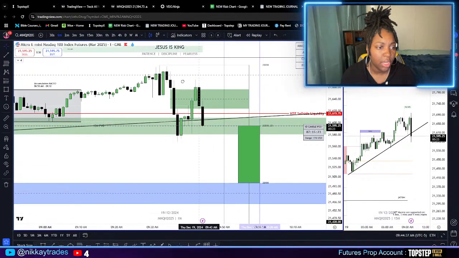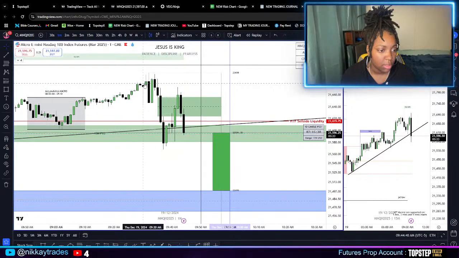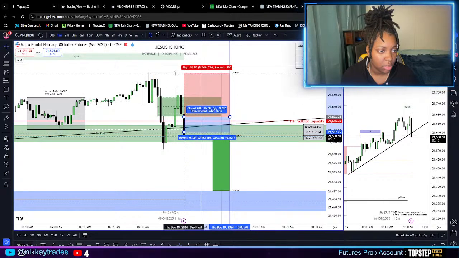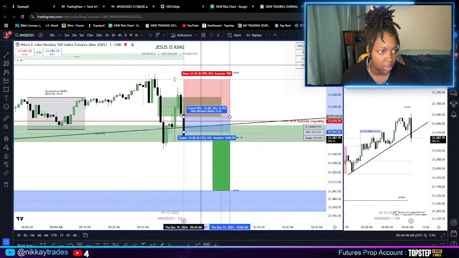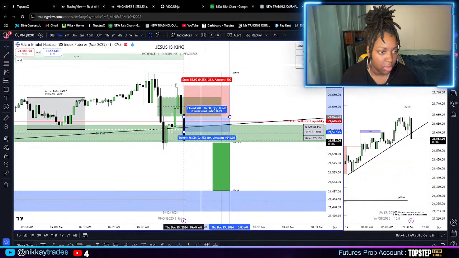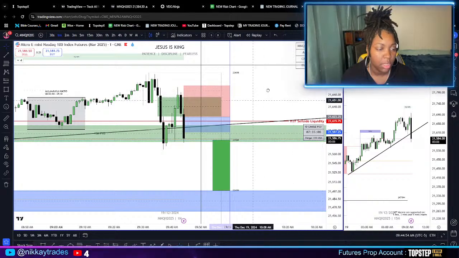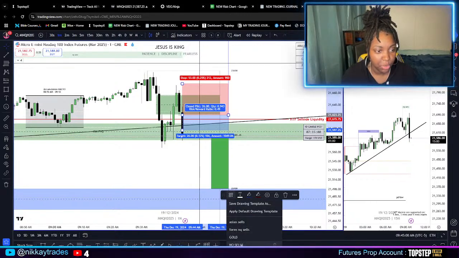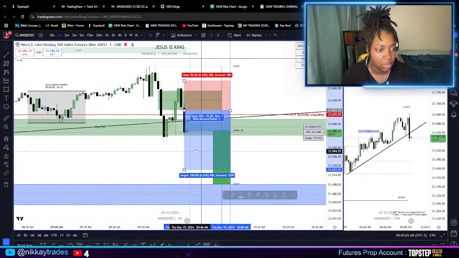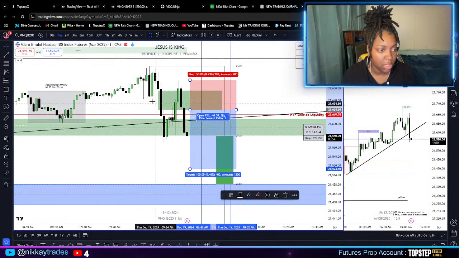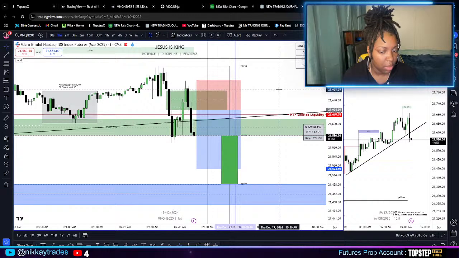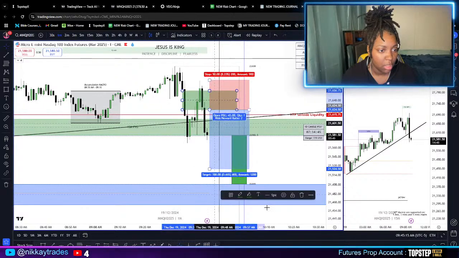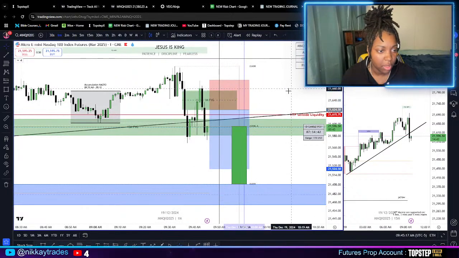Ooh, I like that rejection right there. That was beautiful. Let me see. The stop loss. What time frame is this? I don't know now. That stop loss is a little healthy. 53 ticks. I try not to risk no more than 50 ticks. Dang. Okay, you done broke it. Dang. This is the 1 minute fair value gap.